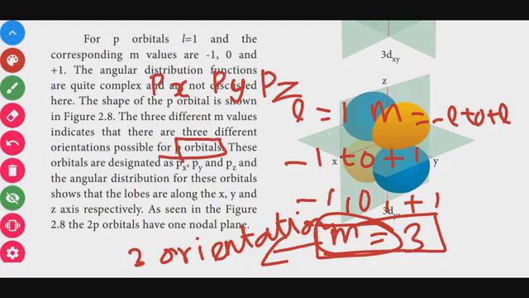Since there are 3 m values, these orbitals are designated as px, py, pz. And the angular distribution for these orbitals shows that lobes are along the x, y and z axis respectively. The px lobe will be on the x axis, the py lobe will be on the y axis, and the other lobe will be on the z axis.